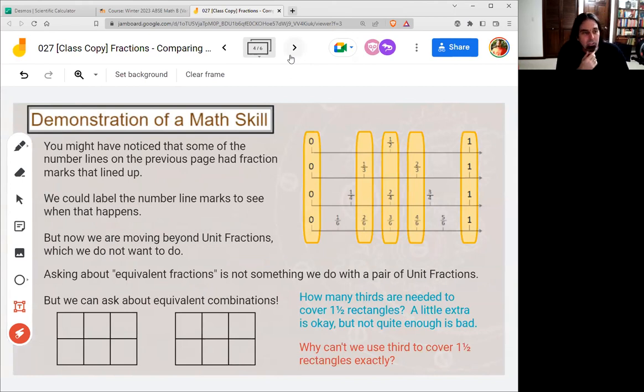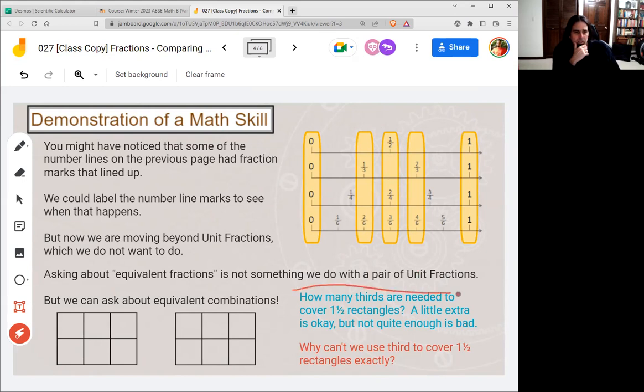You might have noticed that some of the number lines had spots that line up. They all line up at 0 and 1. The third and the 6th have spots where they line up. And then the half and the quarter and the 6th all line up in the middle. We could talk about fractions that are equivalent to each other, and say, oh, a half is the same as 2 quarters. But we're not going to do that yet. We could talk about combinations, though.